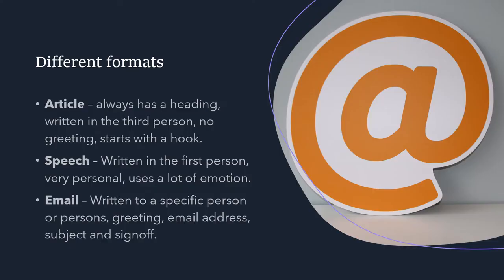So first of all, we've got articles. Now these tend to always have a heading. They're written in third person, with no greeting, and start off with a hook. So that's an interesting sentence that grabs the reader's attention.